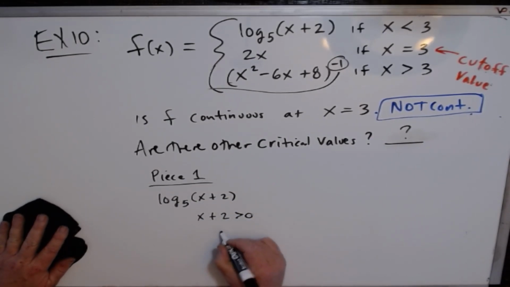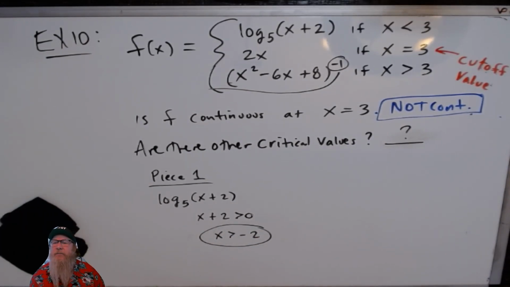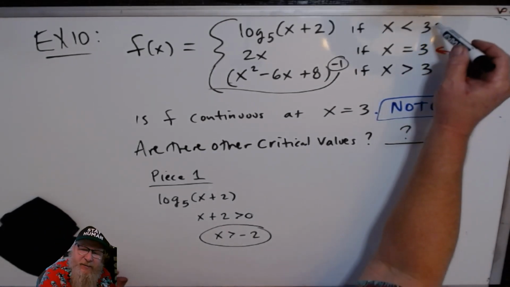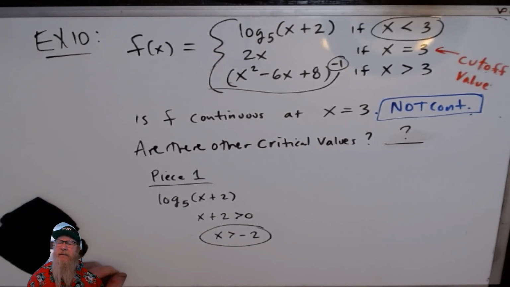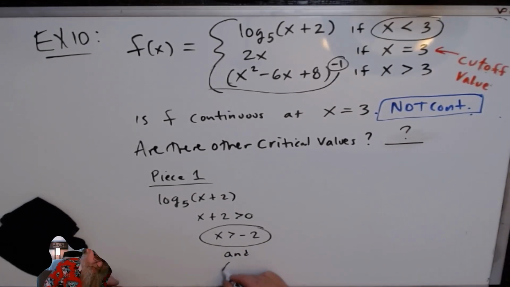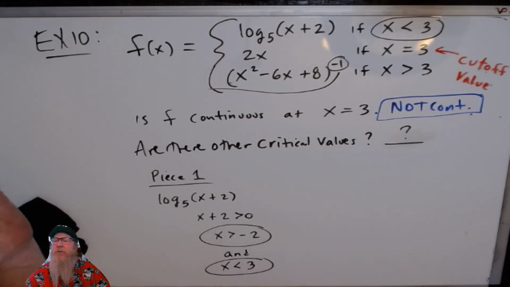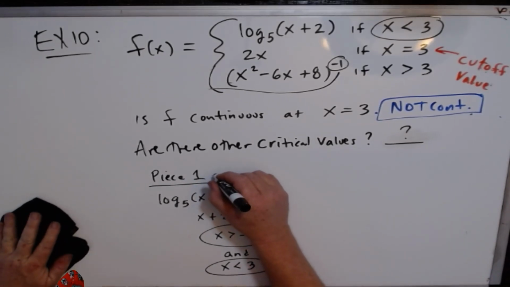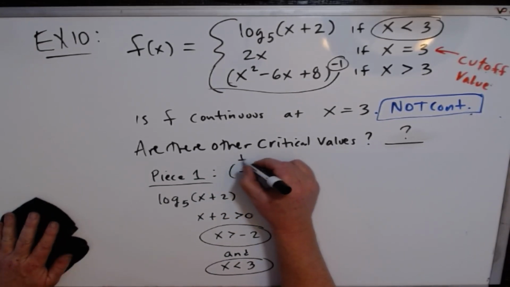x plus 2 must be greater than 0. So x must be greater than negative 2. But this says x is less than 3. Remember, both of these things must be true. So that means piece 1 starts at negative 2 and goes to 3.